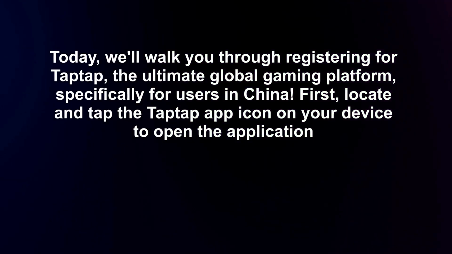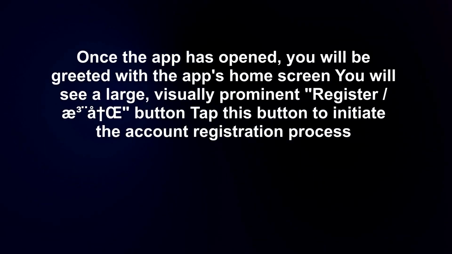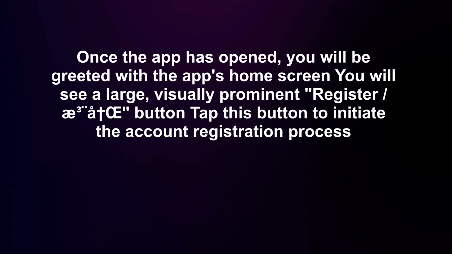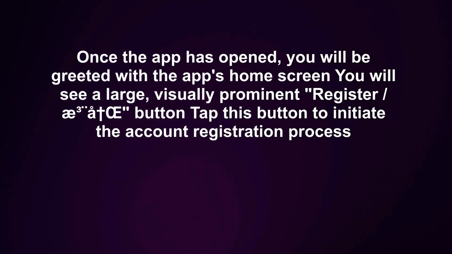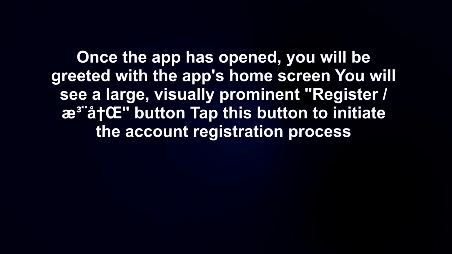First, locate and tap the Taptap app icon on your device to open the application. Once the app has opened, you will be greeted with the app's home screen. You will see a large, visually prominent Register button. Tap this button to initiate the account registration process.